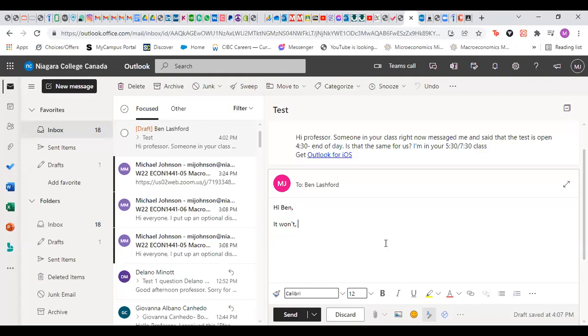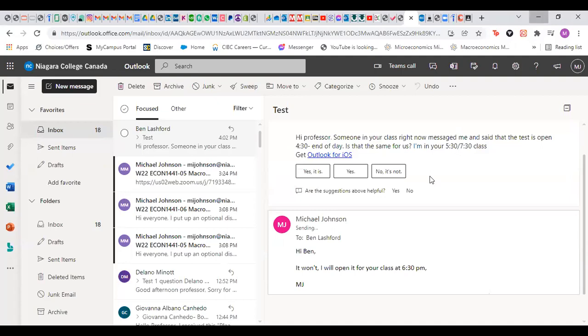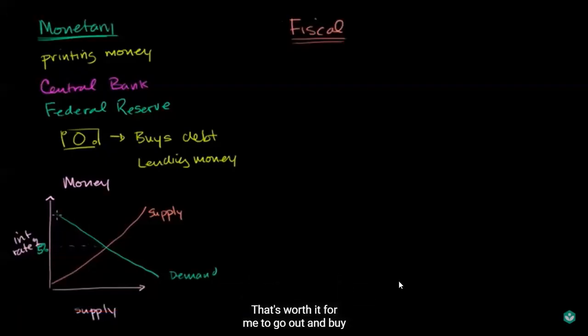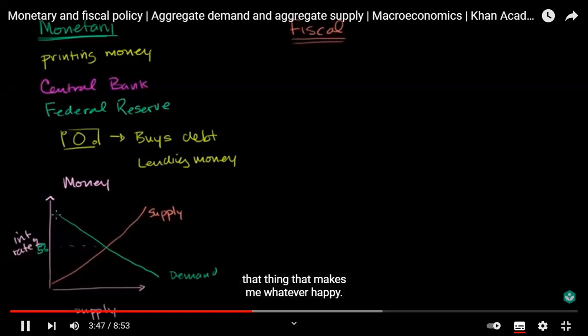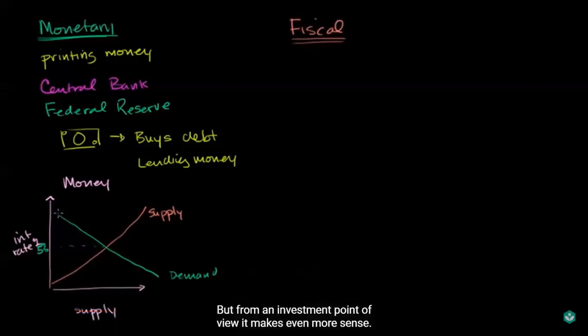This is our demand curve. So all of the people who will get more than 5% benefit out of the money, maybe they have an investment where they could get 10% on the money, or 8%, or 5.1%, they're all willing to borrow that money and then invest it in whatever they want to do. Or this might even be consumption. People who say, hey, 5%, that's worth it for me to go out and buy that thing that makes me happy. But from an investment point of view, it makes even more sense. If I'm going to get an 8% return on my money, it makes sense for me to borrow it at 5%. It makes sense all the way up to 5.0001%, I'd actually borrow it.